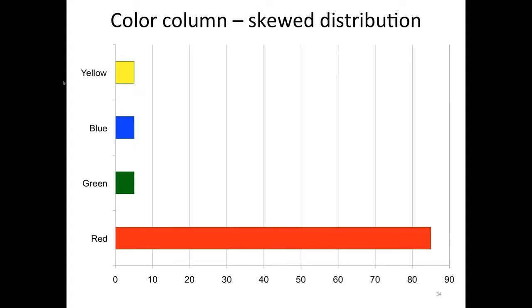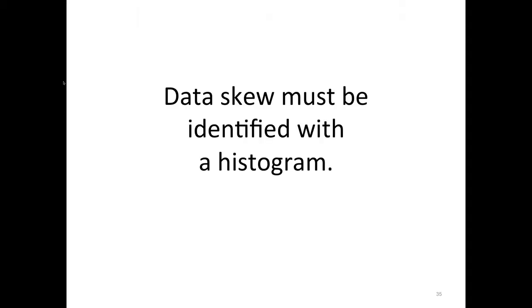Now, what if your reality looks more like this? What if 85 rows have a color of red, and only 5 each have yellow, blue, and green? That is a very, very different picture than what Oracle is going to assume by default. So what do you have to do? You have to let Oracle know that that skew is present by using a histogram.